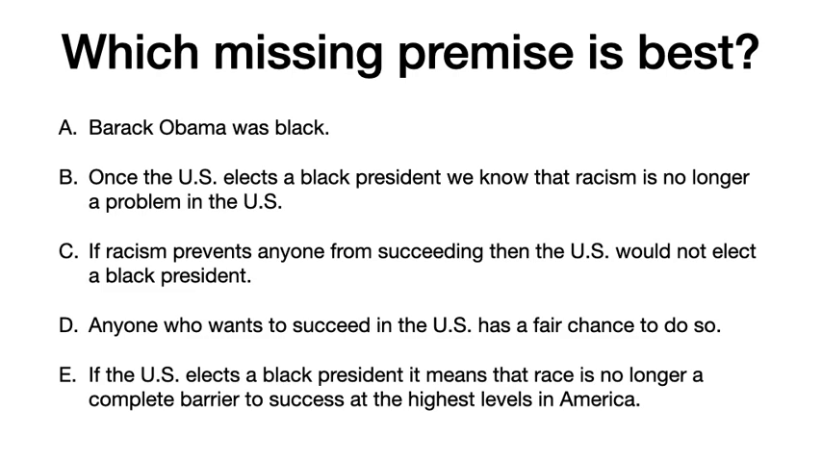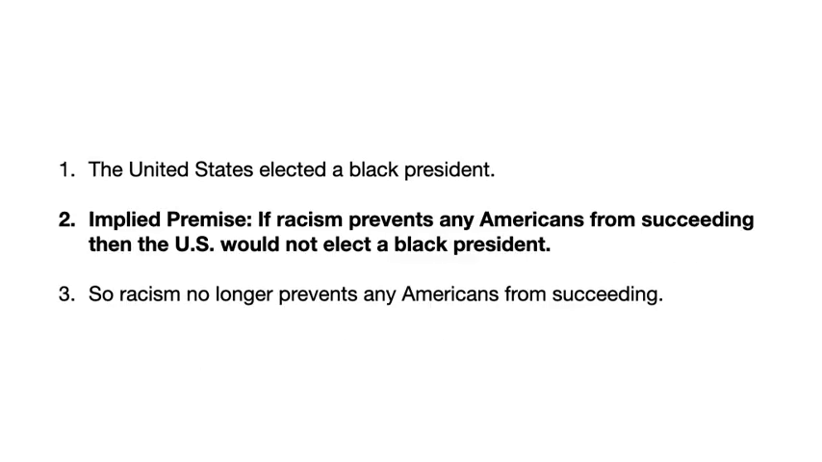Of these implied premises, I actually think C is the best. The United States elected a black president. If racism prevents any Americans from succeeding, then the US would not elect a black president. This gets us from premise 1 to the conclusion.